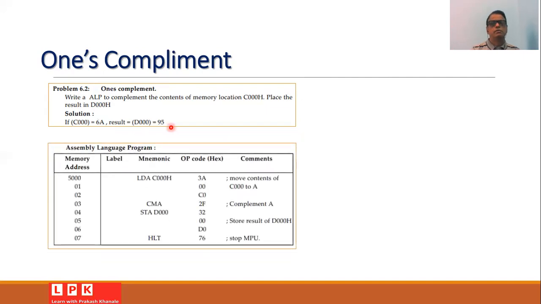So for this problem, the assembly language program can be written as: load accumulator with the content of the location C000, for which the opcode is 3A 00 C0.